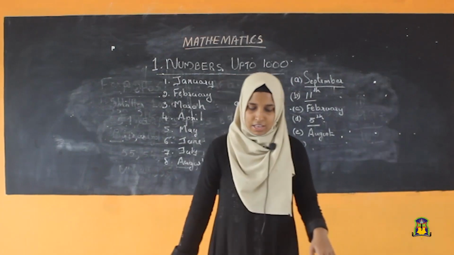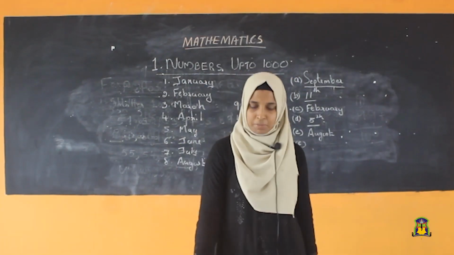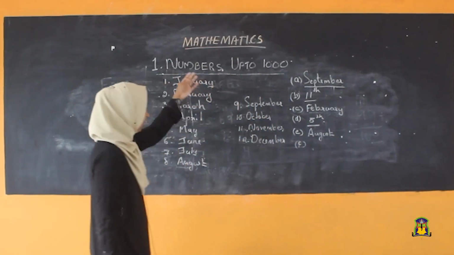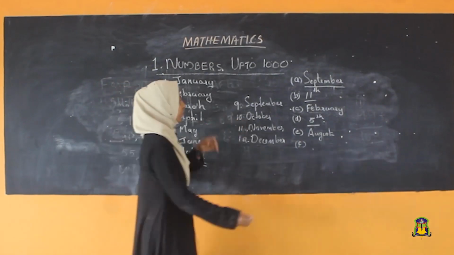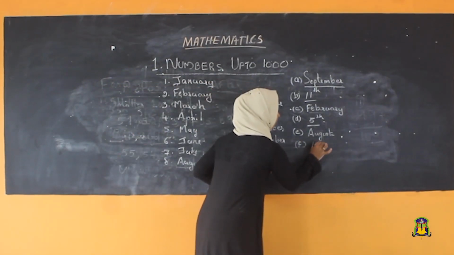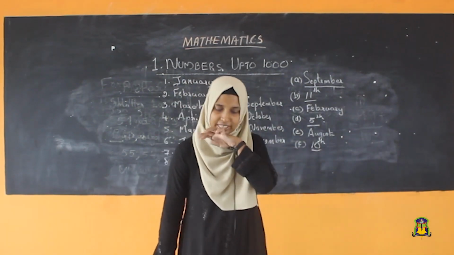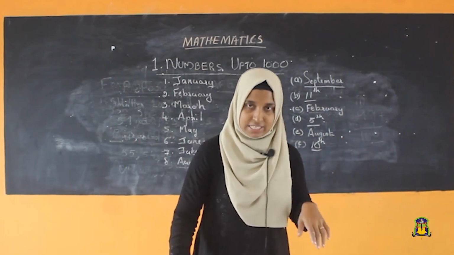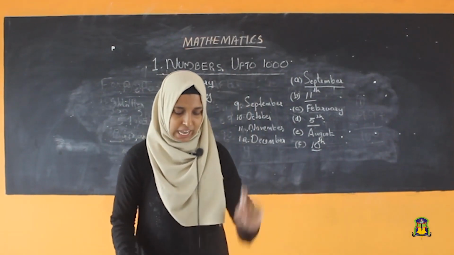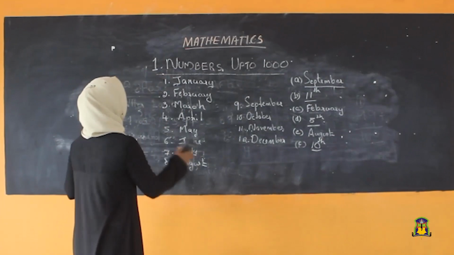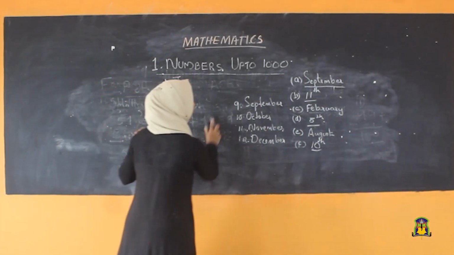Next children, last one. October is the dash month. Where is October here? October is the 10th month. Yes. So we have done the sixth exercise. Next children, we want to do the seventh table also. Let's do 2 for you.